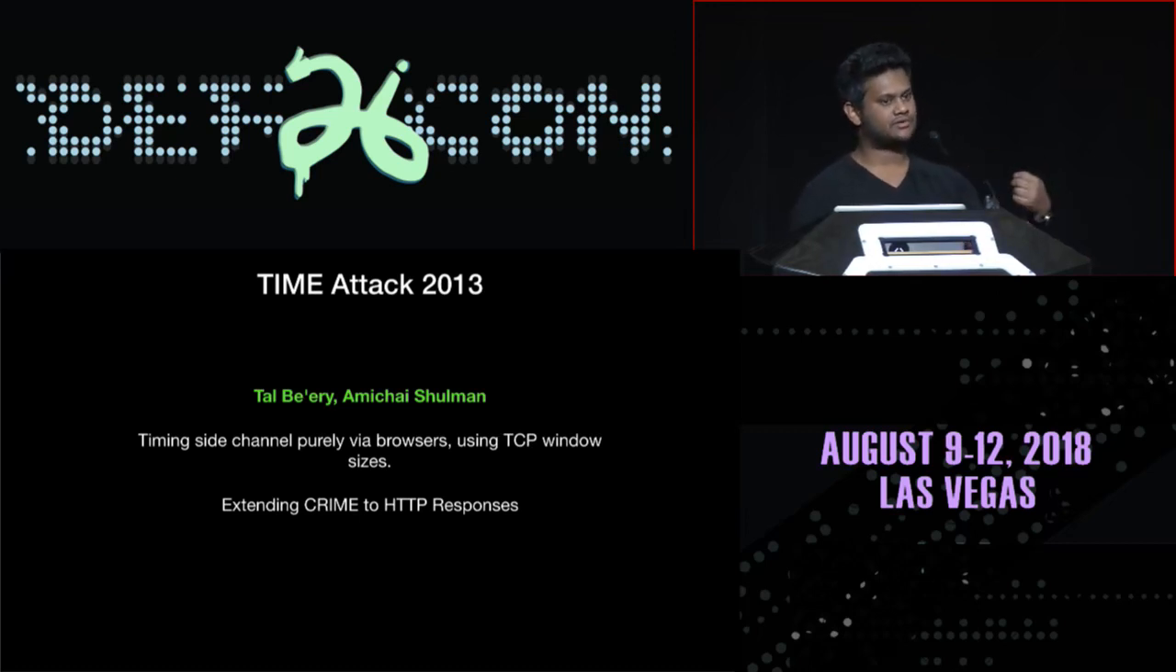You could do the whole attack by using timing differences within the browser. They would send requests from the browser, and using TCP window sizes, they were able to use that as an oracle instead of being a man in the middle. And of course, they used the existing research on CRIME to leak HTTP responses. So even at this time, when it comes to compression oracle attacks, things were still a little theoretical, and attackers were not able to easily use this attack in the wild.